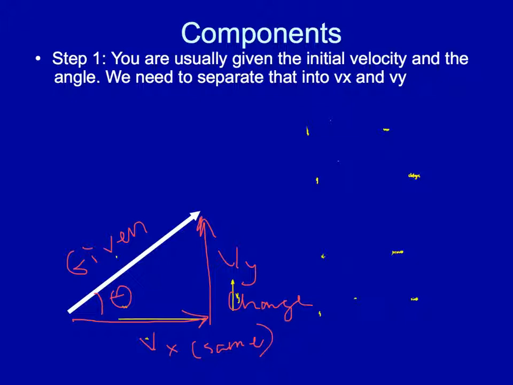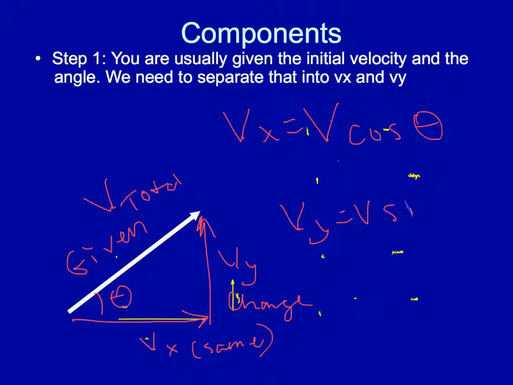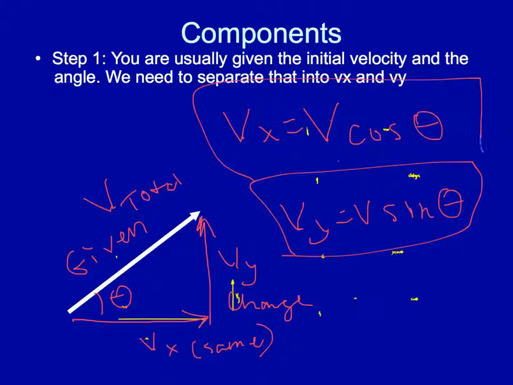Now, play around with your trig functions and realize that Vy is the opposite side, Vx is the adjacent side. We usually know this value. We'll just call it V. Well, let's call it V total to kind of help us differentiate. And Vx is the adjacent side, so therefore it's cosine. So Vx is equal to V times the cosine of the angle theta. Vy is equal to V times the sine of theta. Now, those equations won't be given to you, but you need to be able to know that. You need to be able to calculate it.